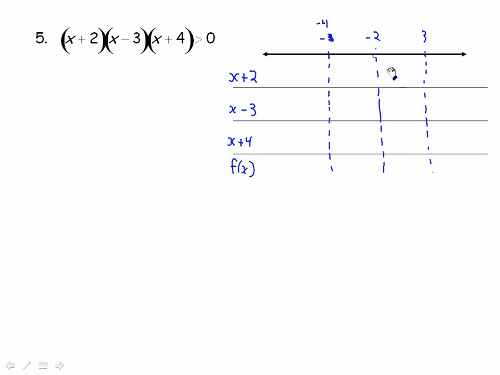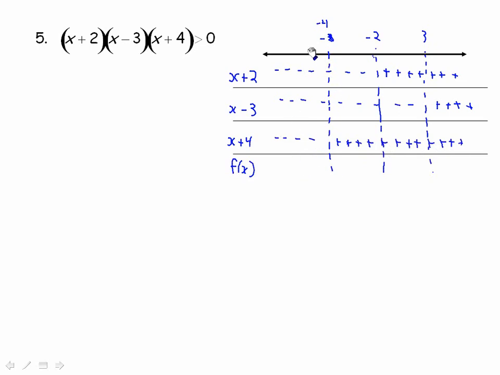So x plus 2, pick a number bigger than negative 2. It's positive to the right. That factor will be positive, negative to the left. X minus 3, pick a value, and it'll be positive to the right, negative to the left. X plus 4, pick a value for x bigger than negative 4, and that factor will be positive to the right, negative to the left. And now the only thing is we've got three factors to consider.